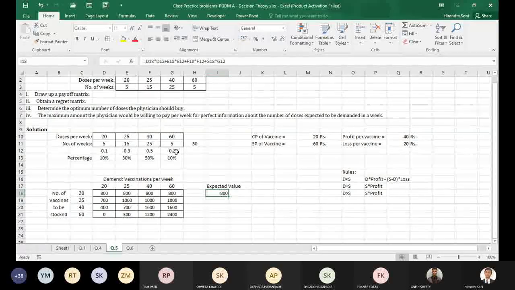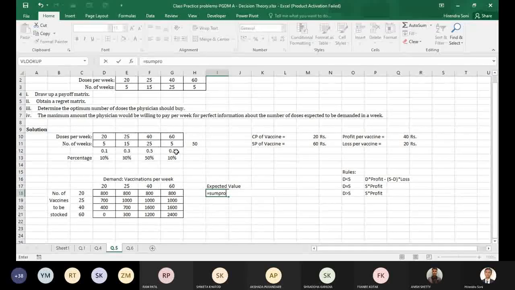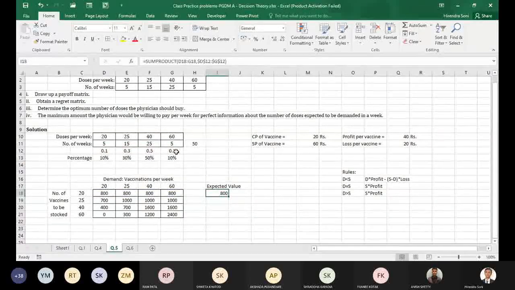So आप चाहो तो इधर पर SUMPRODUCT का भी formula लगा सकते हो, which will take this comma ये आपका probability. इसको चाहिए तो freeze कर देते हैं क्योंकि हम बाकी के rows के लिए भी करेंगे. ठीक है, same value आ रही है. अभी क्या करेंगे? 700 into this plus 1000 into 0.3 plus 1000 into 0.5 plus 1000 into 0.1, क्योंकि हर एक का probability दिया हुआ है.